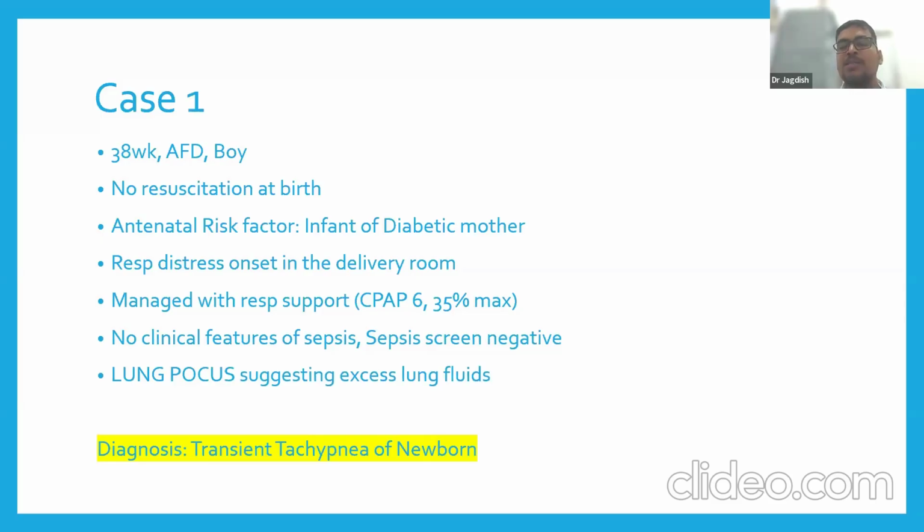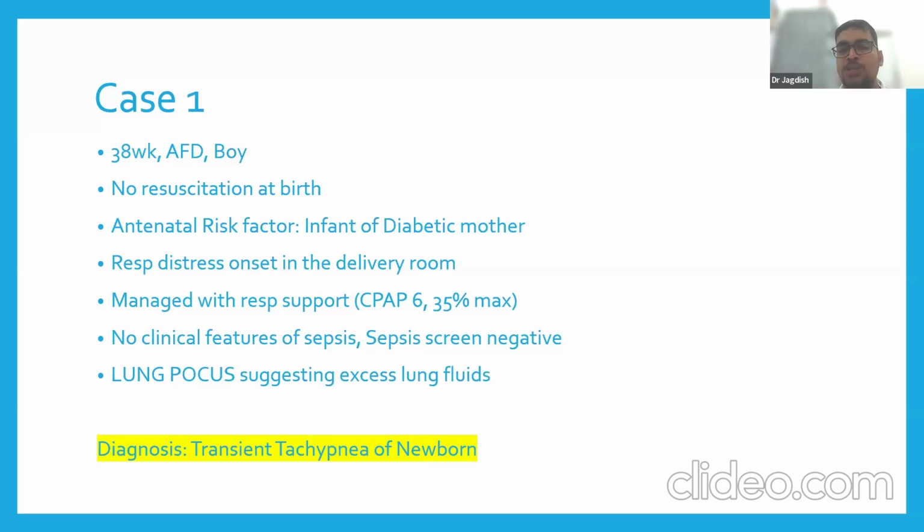What may be the clinical signs? Suppose feeding intolerance, recurrent vomiting, abdominal distension, poor perfusion, tummy to toe temperature difference, off-colored baby, or CRT more than 3 seconds. So you can think the baby has gone into sepsis, signs of sepsis. So here there is no clinical feature of sepsis. Even the blood screening was negative and the lung ultrasound was showing excessive lung fluid.